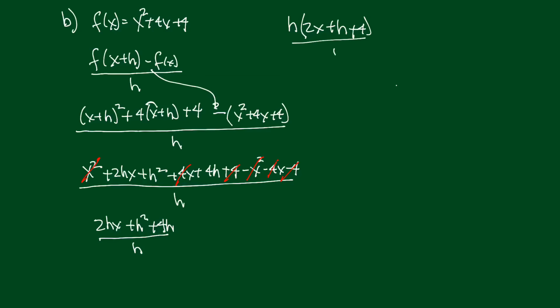Whole thing's over h. And now, assuming that h is not 0, you can cancel these. And then if you do that, what's left? What's left is 2x plus h plus 4. And there we've got it.